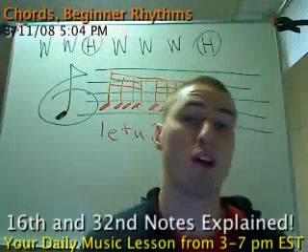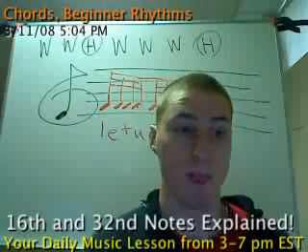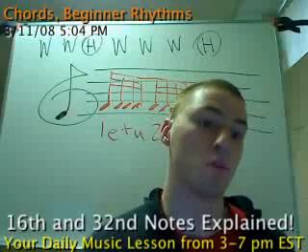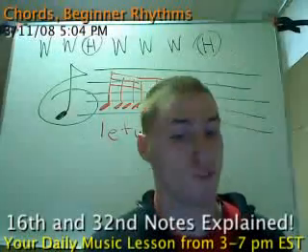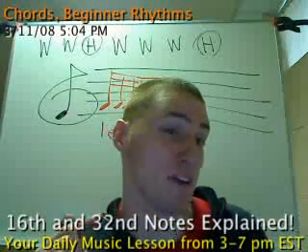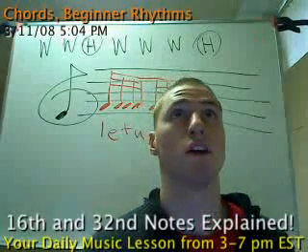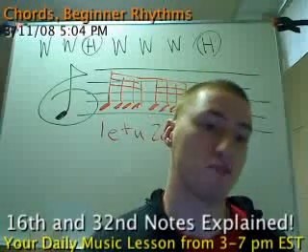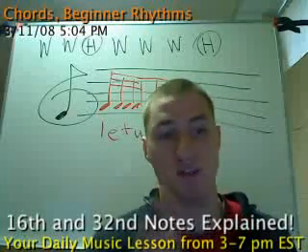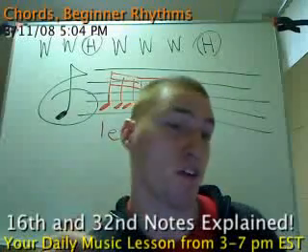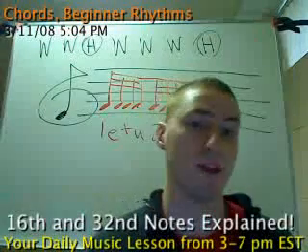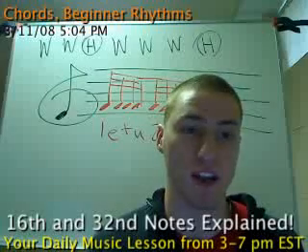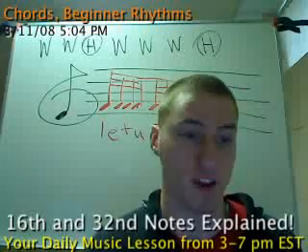Okay. So if I were to make them quarter notes, it would be 1, 2, 3, 4, 1, 2, 3, 4. If I were to count them as eighth notes, it would be 1 and 2 and 3 and 4 and 1 and 2 and 3 and 4 and. If I were to make them 16th notes, it would be 1 eanda, 2 eanda, 3 eanda, 4 eanda, 1 eanda, 2 eanda, 3 eanda, 4 eanda.